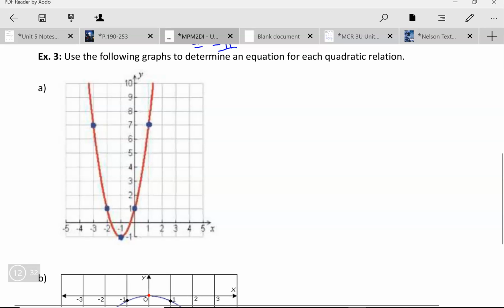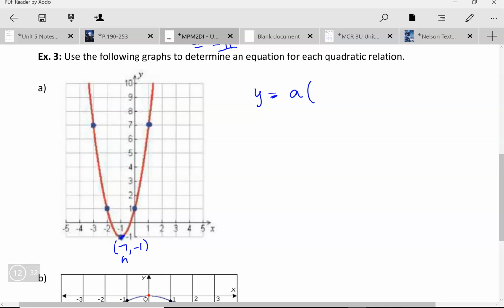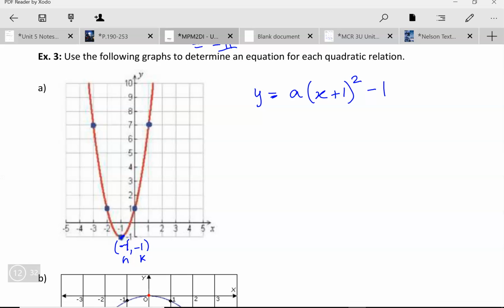So, okay, first things first, this graph, I am given what the vertex is. So automatically, I'm going to write y equals a times, so my vertex here is (-1, -1). So my h value is negative 1, my k value is negative 1. Because my h value is negative 1, this is going to be an (x plus 1) squared, and k value, I'm just going to write the negative 1 there. Okay, so I still have to find my a.